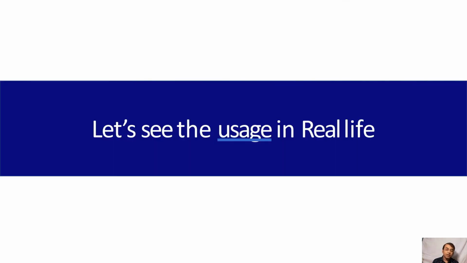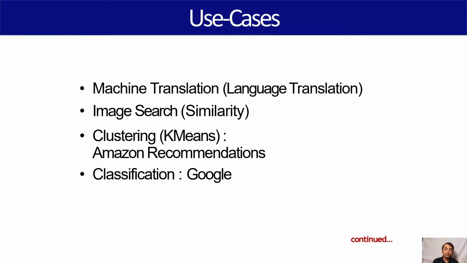Let us see the uses in real life. Some use cases. The first one is machine translation. That means machine learning can be used to translate from one language to another language. Image search, the similarity or dissimilarity of images. Clustering, Amazon recommendations. Already I told you, when you want to buy something, your system may recommend you to buy this one also. Classification, Google.